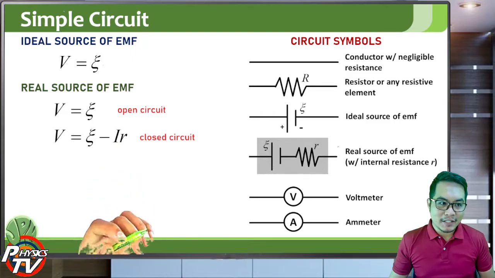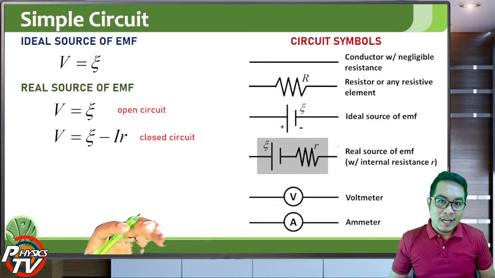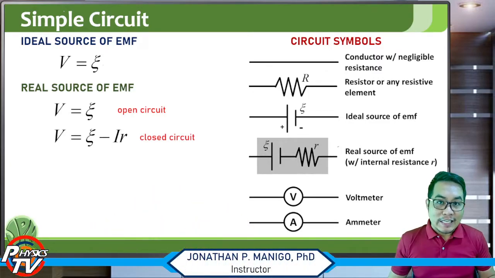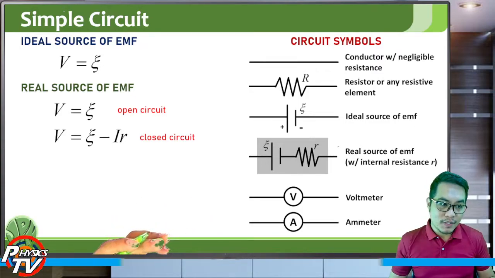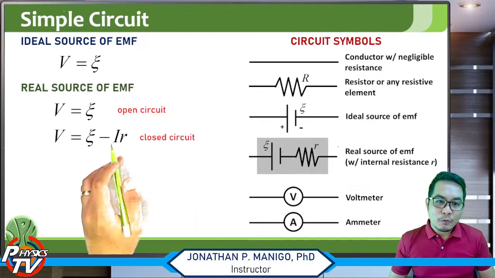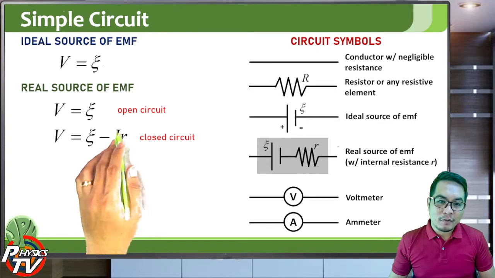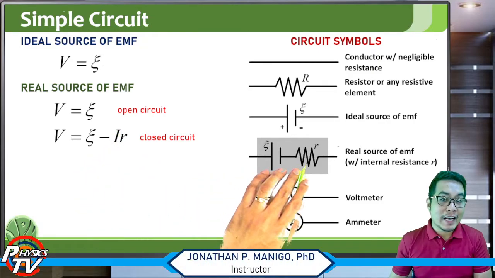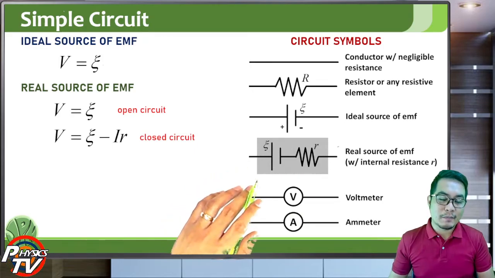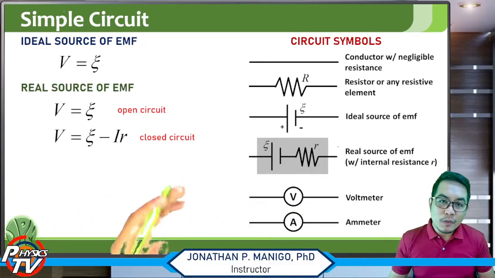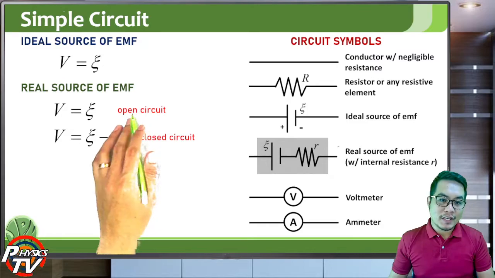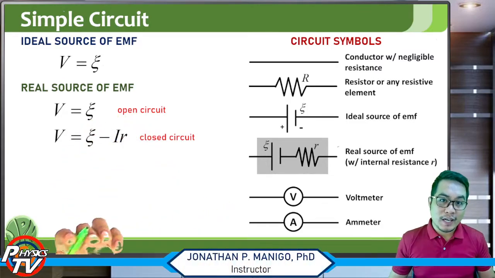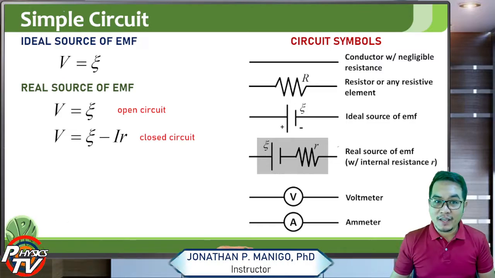If you have a battery, for example, a 1.5 volt battery, when you measure it without connecting it to a circuit, its voltage will actually be higher, maybe 1.6 or 1.7 volts. But when you connect it to a circuit, its voltage will be decreased by a factor of I times r, because of its internal resistance, and you will then measure 1.5 volts. If it's not connected to a circuit yet, it's an open circuit, and its voltage is equal to its EMF, which is usually higher than 1.5, around 1.6 or 1.7 volts.